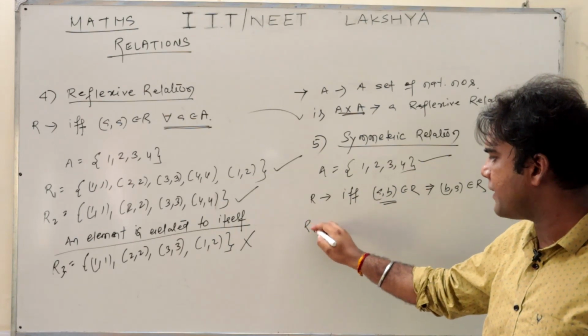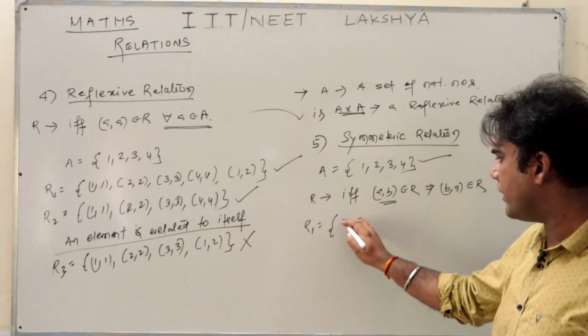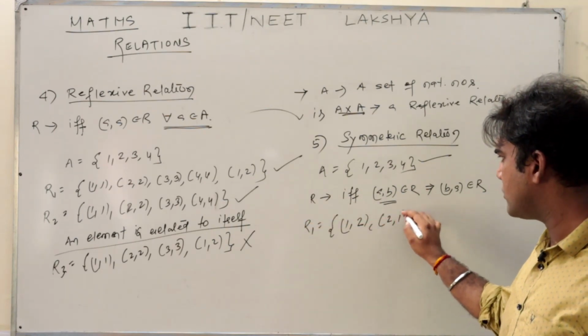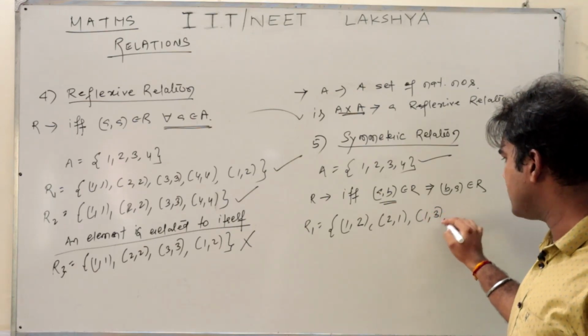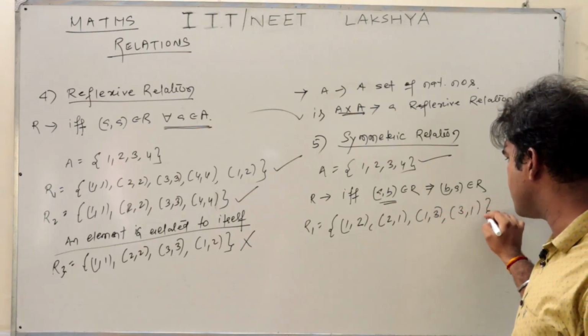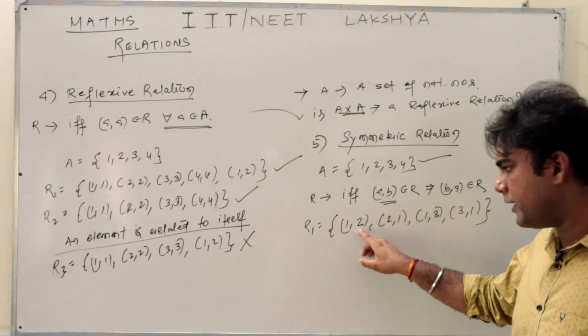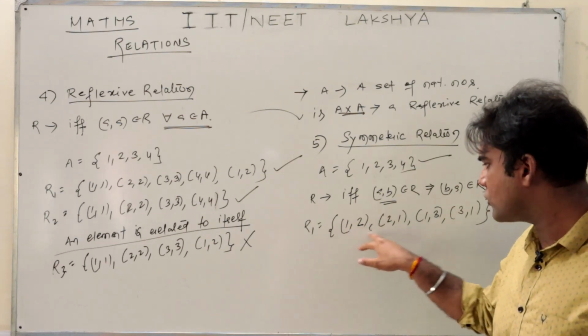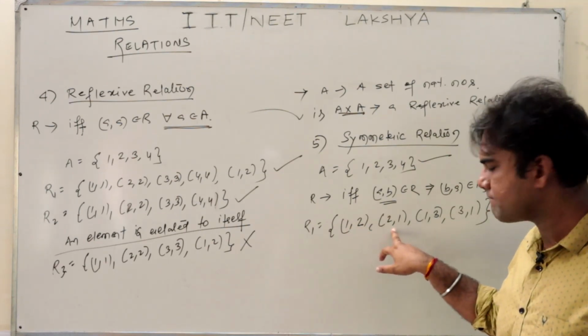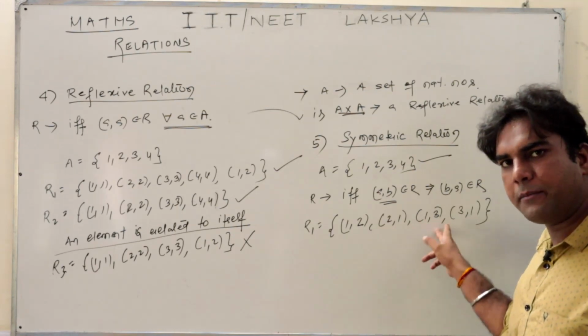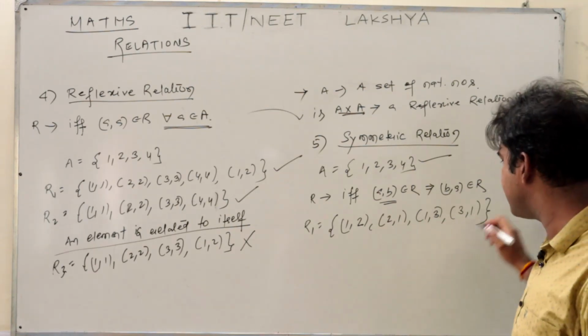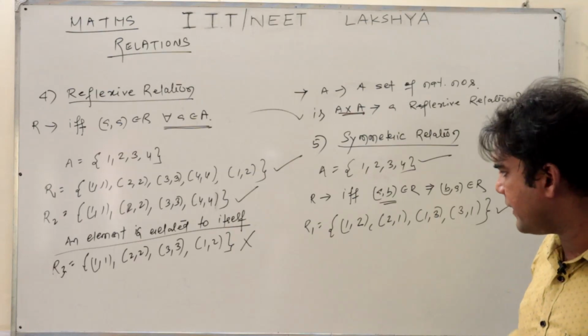I am defining a relation R1: (1,2), (2,1), (1,3), (3,1). Observe here. (1,2) is there. It means (2,1) should also be there. Yes, it is there. (1,3) is there. It means (3,1) should also be there. Yes, it is there. It means this is a symmetric relation.